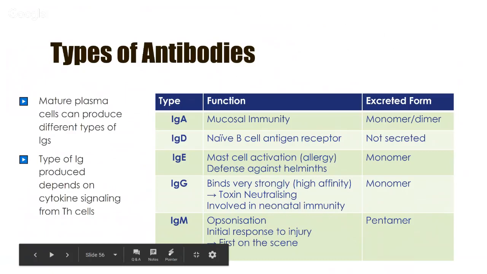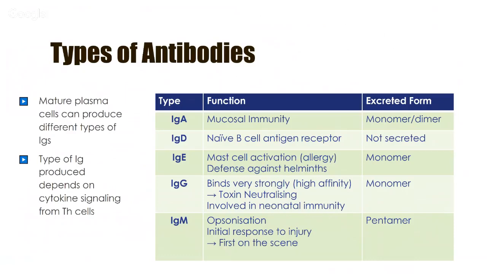It's also really important in defenses against helminths, which are these worms and parasites, which these other antibodies are too small or too inefficient to actually target. Your IgEs also help recruit eosinophils, which are these other cells which are mostly effective against helminths or these really large pathogens.